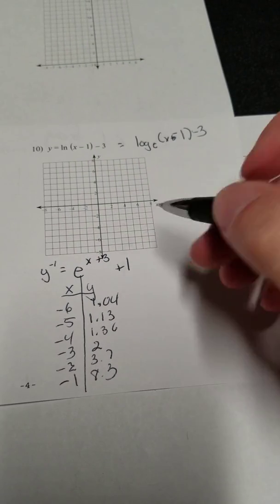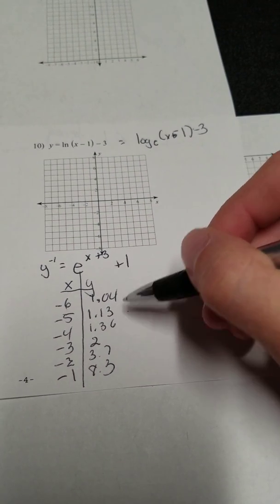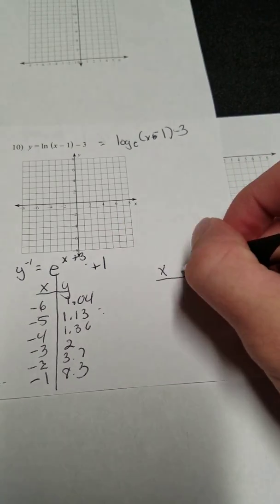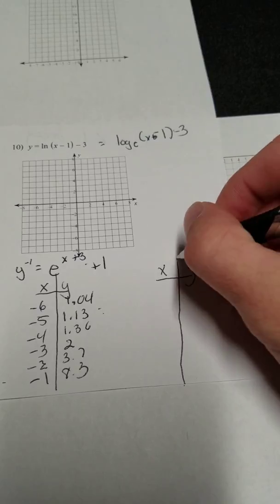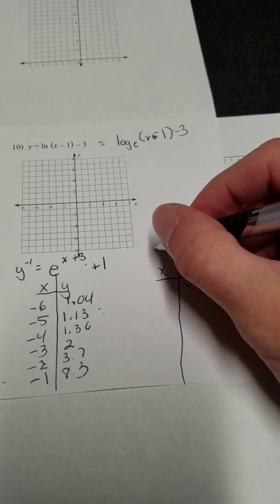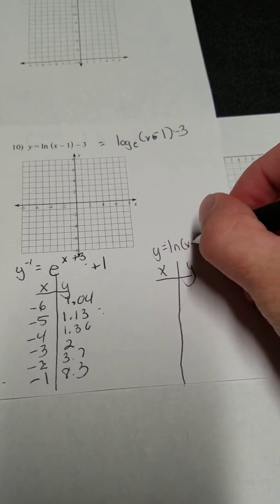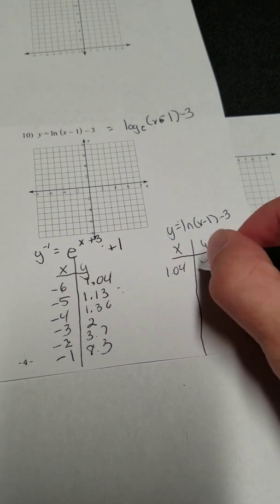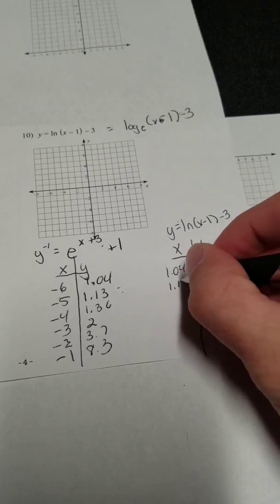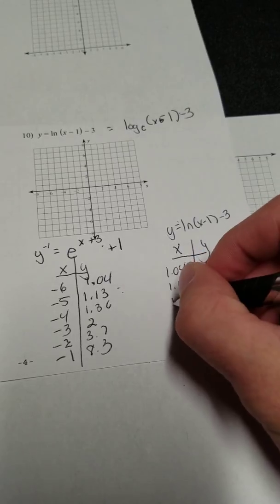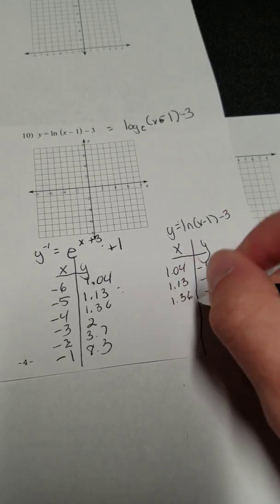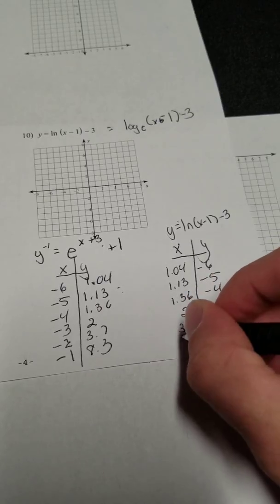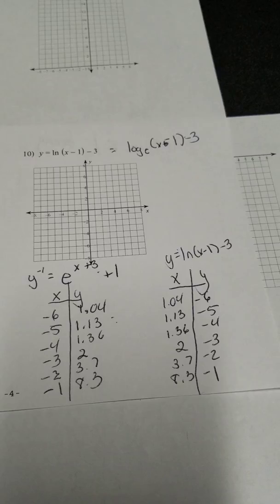Now remember, this is not the graph of my log. This is the graph of the exponential. So I need to flip my t-table. So this is the graph of my log. Flip this over. 1.04, -6. 1.13, -5. 1.36, -4. 2, -3. 3.7, -2. 8.3, -1. All right, so I flip that around.